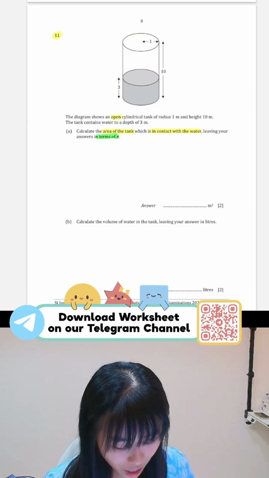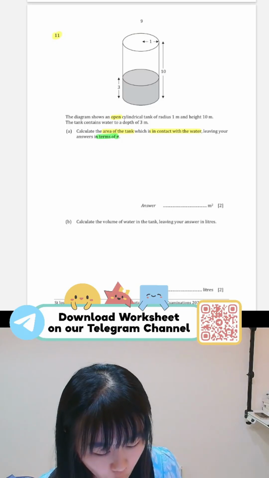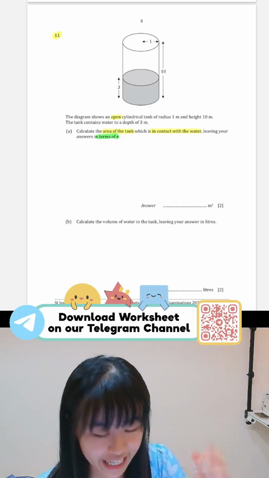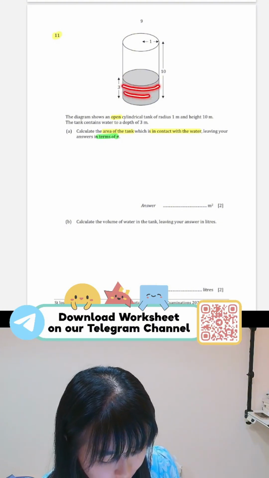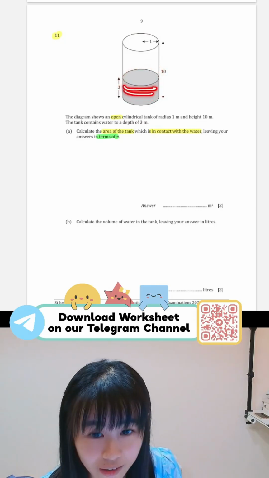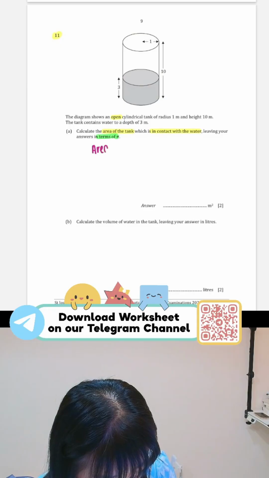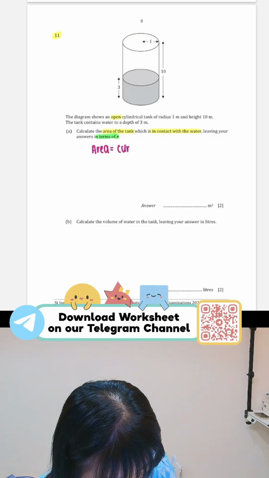Area of tank in contact with the water. Do you agree with me that the tank that's in contact with the water must be this curved part, all the way at the back until here? Do you agree with me or not? This curved part, yes or no?